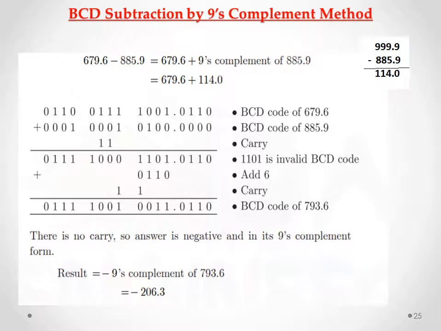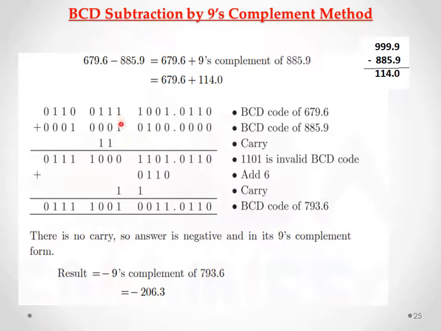Now we are writing in the BCD form. First we are writing the minuend 679.6, then the 9's complement of the subtrahend, and this is the minuend. Now we are starting to add from this point. So 0 plus 0 is 0, 1 plus 0 is 1, 1 plus 0 is 1 and 0 plus 0 is 0. Next to this position, 1 plus 0 is 1, 0 plus 0 is 0, 0 plus 1 is 1 and 1 plus 0 is 1.